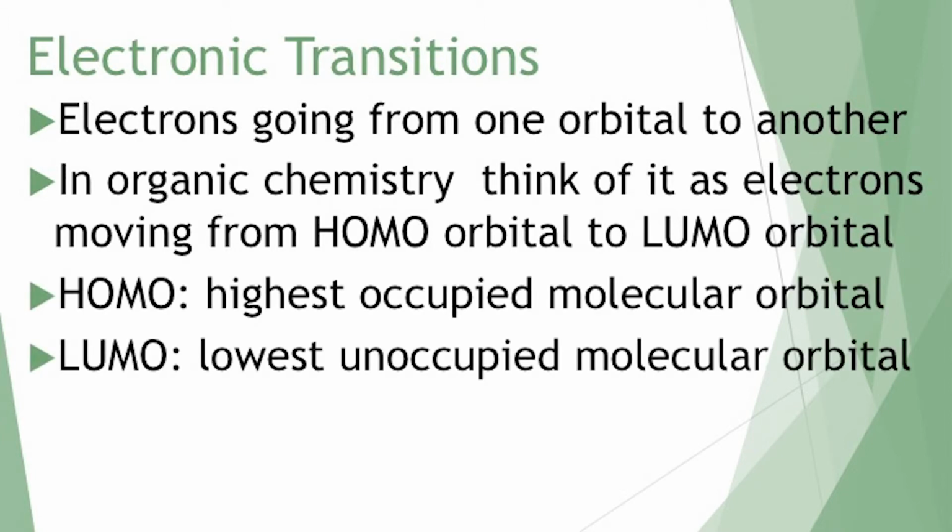HOMO represents the highest occupied molecular orbital. LUMO is the lowest unoccupied molecular orbital. So how does that electronic transition take place? The substance has to be given the right amount of energy at the right frequency, the right wavelength, and it absorbs that. Then we will see that transition based on the color input.